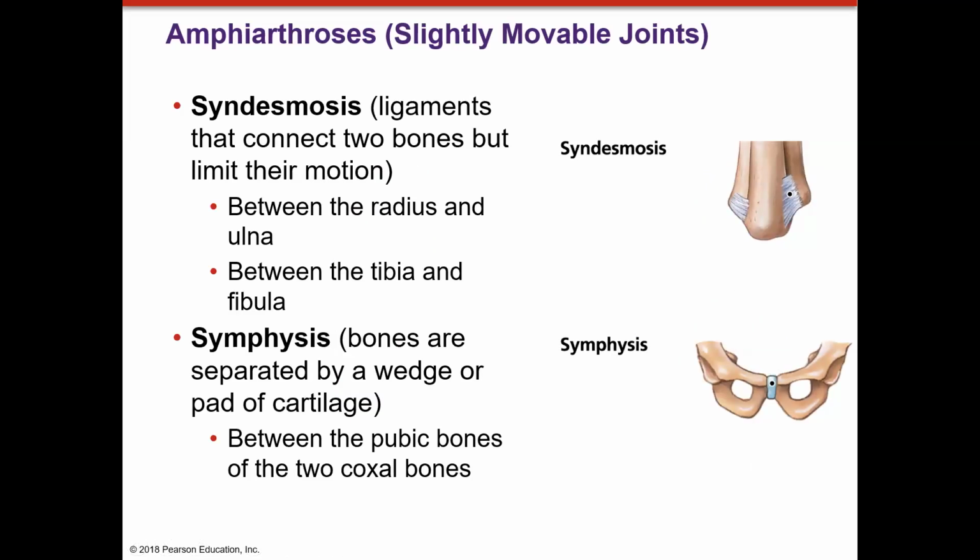So syndesmosis, we're going to look at ligaments that connect two bones but limit their motion. So think between the radius and the ulna, and the tibia and fibula. So we'll see this kind of ligament here trying to stabilize these areas, but it needs a little bit of movement. Okay. Symphysis, bones are separated by a wedge or a pad of cartilage. So think between the pubic bones or the two coxal bones. So we're seeing here this pubic symphysis right here.